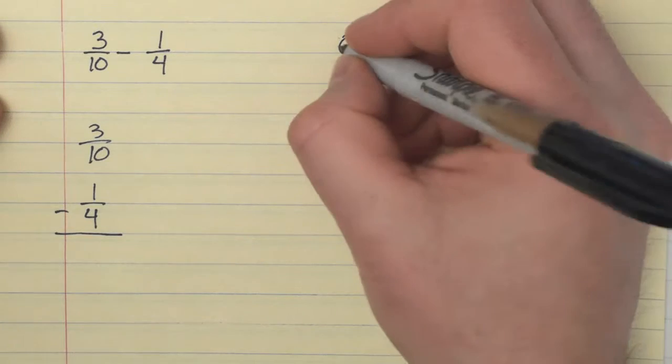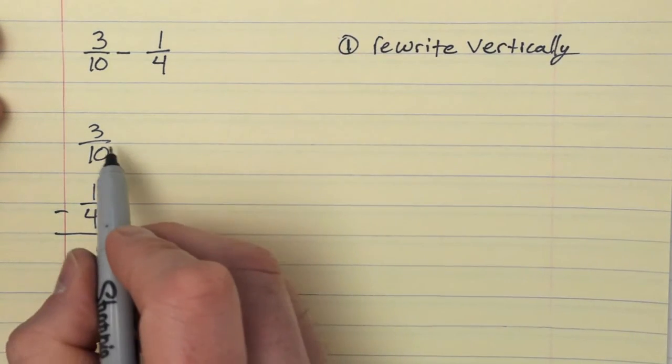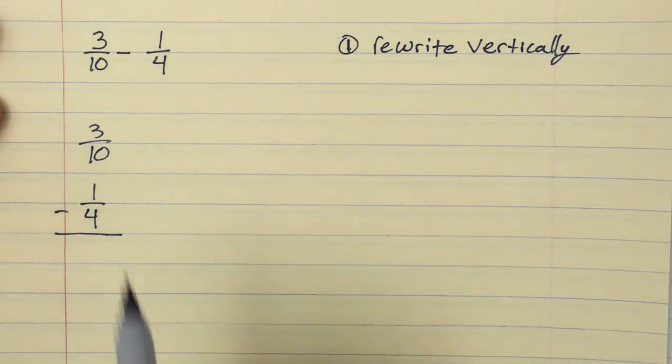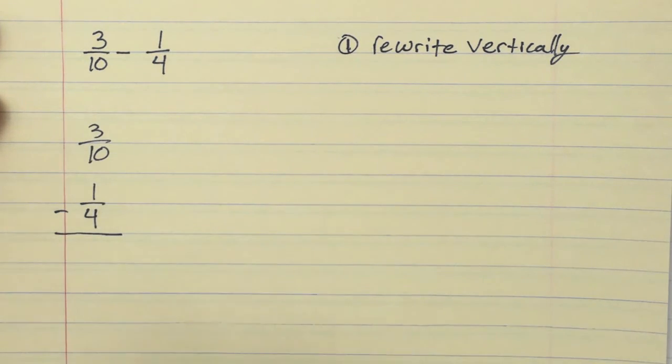Rewrite vertically, and that's really important because we want to be able to just write our equivalent fractions directly in parallel and then subtract. It keeps us from having to do too much crossing out and completely rewriting.